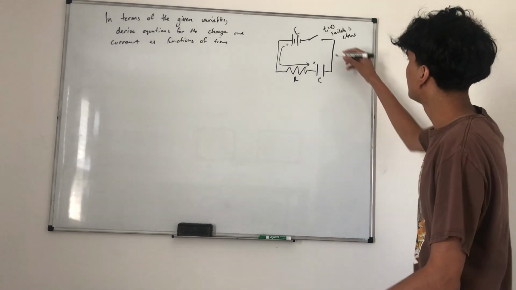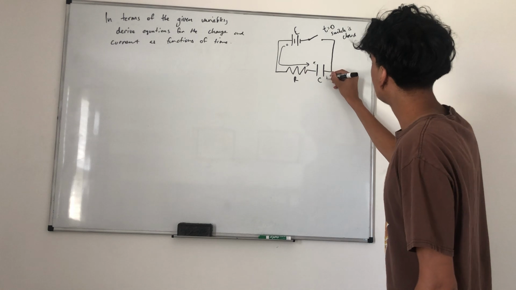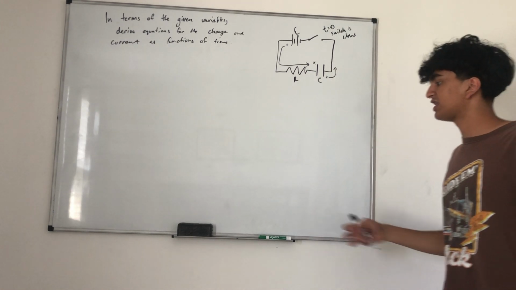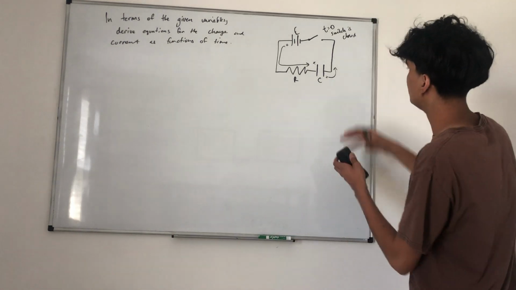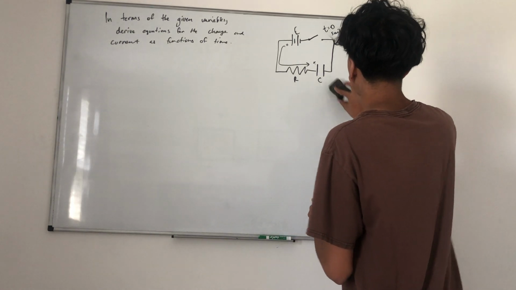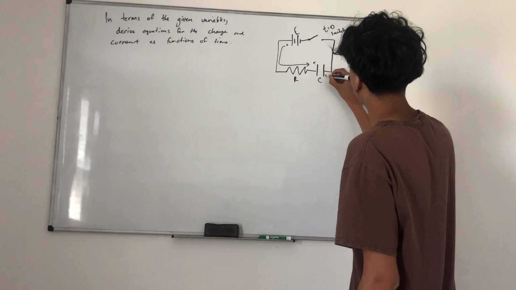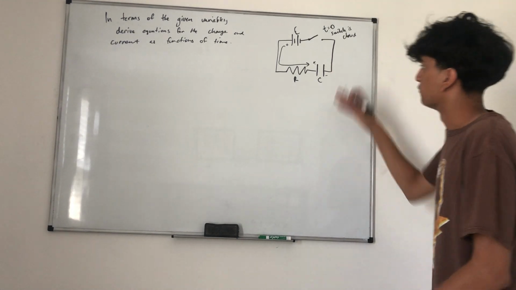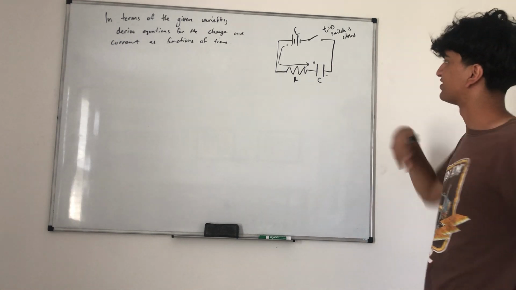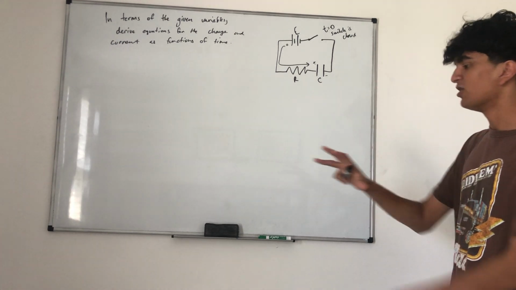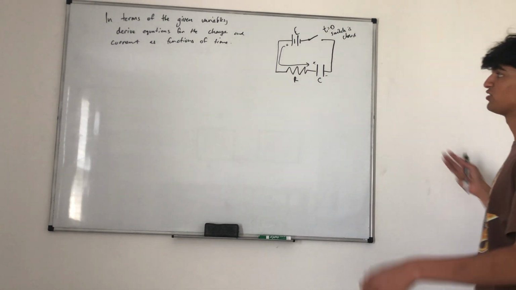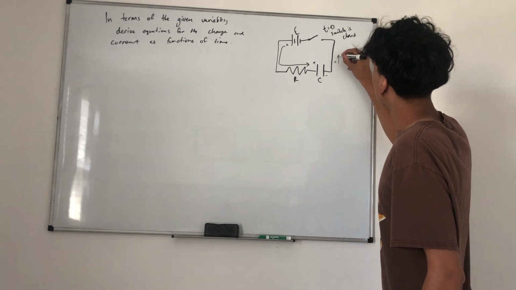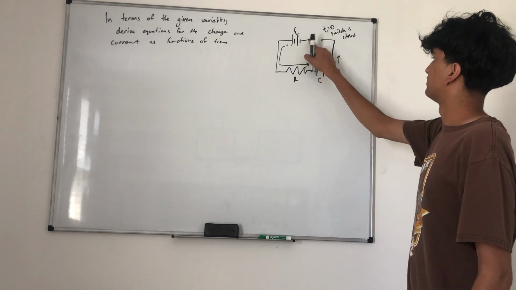Because of the repulsive force, a positive right here is going to leave away. And what's going to happen? You're going to be left with a negative, right? Because if it has no net charge to begin with, when you take one positive away, you're left with a net negative charge, and you have a positive going back, and this is a closed switch.